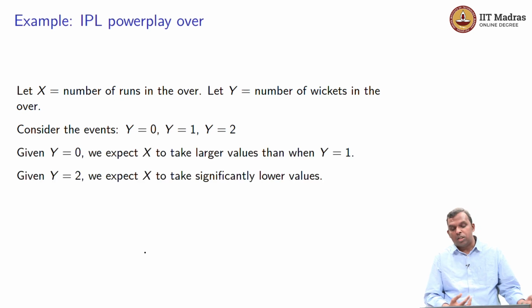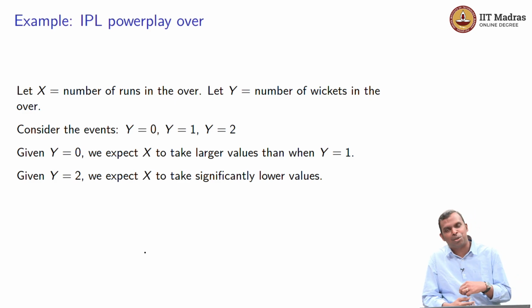Okay, so now notice what we can say. There's this connection between X and Y that you may imagine in your mind as a possibility when you model. Like for instance, supposing given Y is 0, we expect X to take larger values than when given Y is 1. And given Y is 2, we generally expect X to take significantly lower values. So, it may or may not be true. Maybe the last 2 wickets fell in the last 2 balls or something like that. It could happen that way. Maybe all the runs were scored before that. But you don't imagine that to be likely, right? If the wickets are falling, the runs are going to be slightly slower, so slightly lower, right?